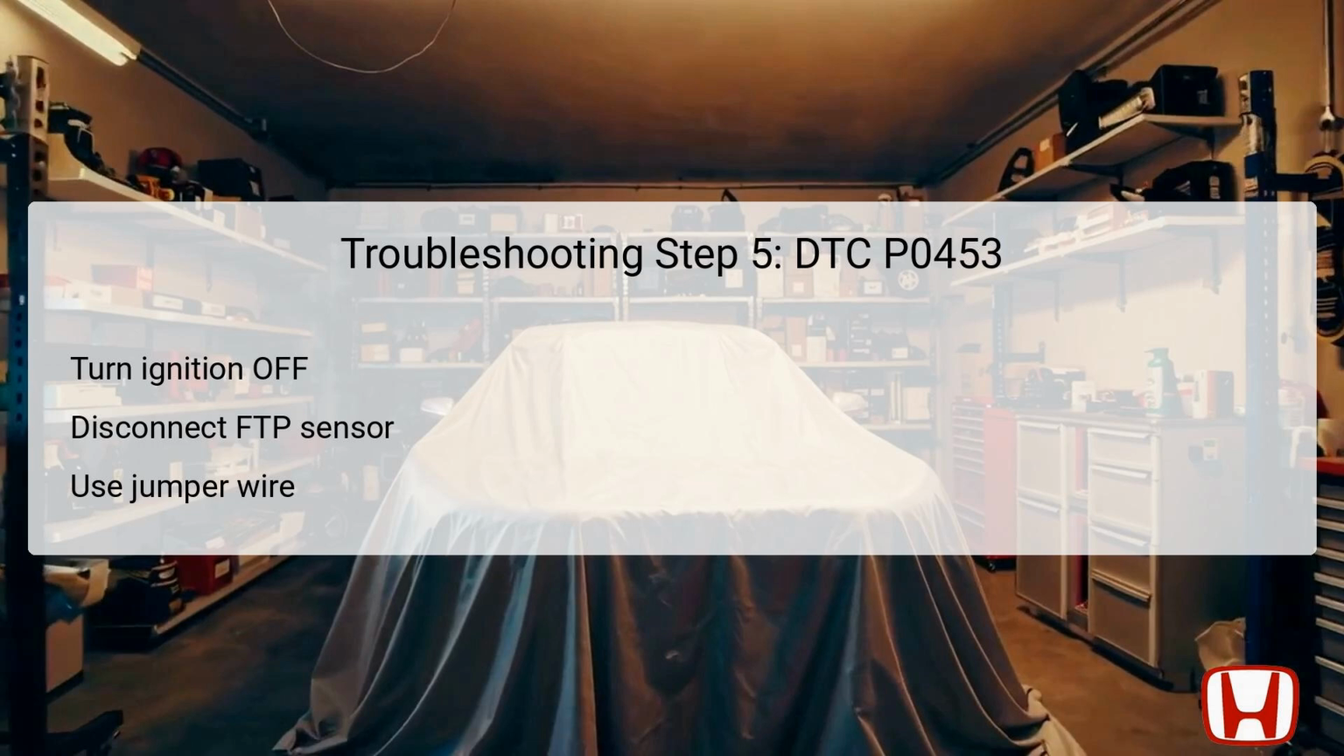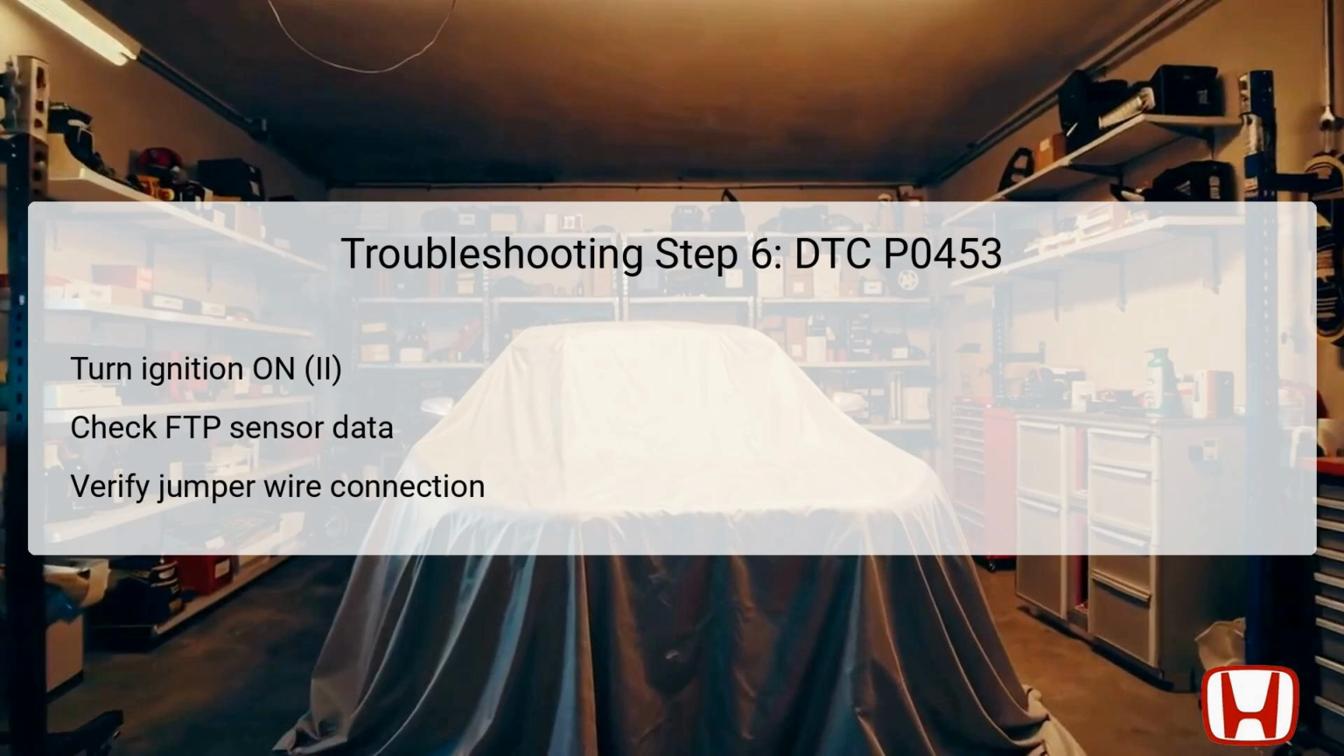Using a jumper wire, connect terminal number 2 and terminal number 3 of the FTP sensor 3P connector to simulate a direct connection. This is crucial for identifying whether the FTP sensor is indeed responsible for the fault, as it bypasses the sensor and allows for testing the circuit directly. Ensure that the jumper wire is securely connected, as any loose connections could lead to erroneous readings in subsequent checks.